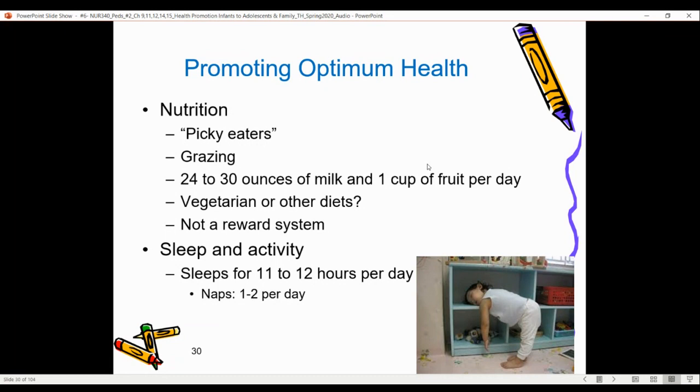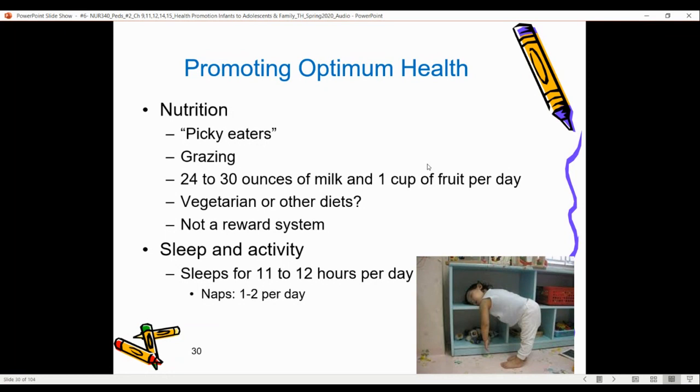Vegetarian diets, other diets that kids sometimes follow because of family behaviors, are okay at this age. There's no reason they can't be a vegetarian, but we want to make sure that the family understands what a complex protein is, because they need all of those amino acids for proper growth. So as long as they're following that vegetarian diet, they're getting appropriate complex proteins, that's totally fine.